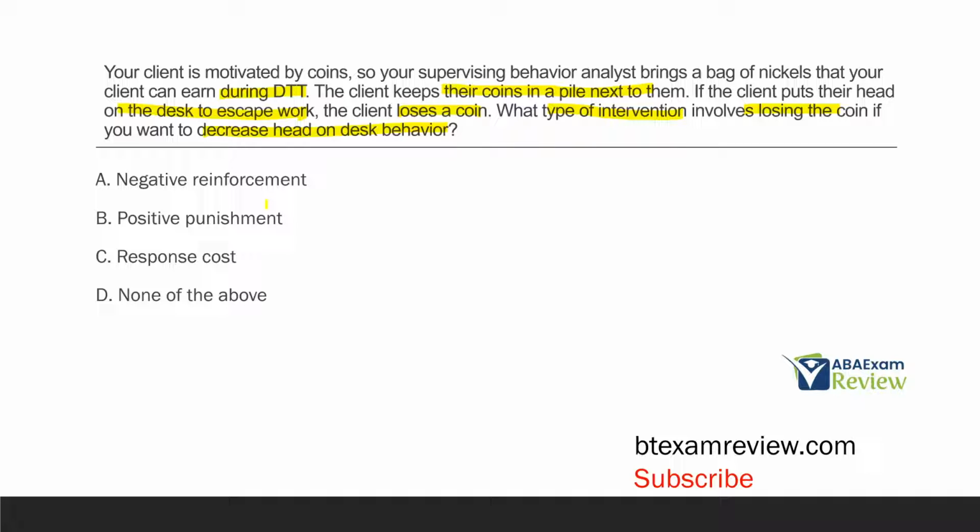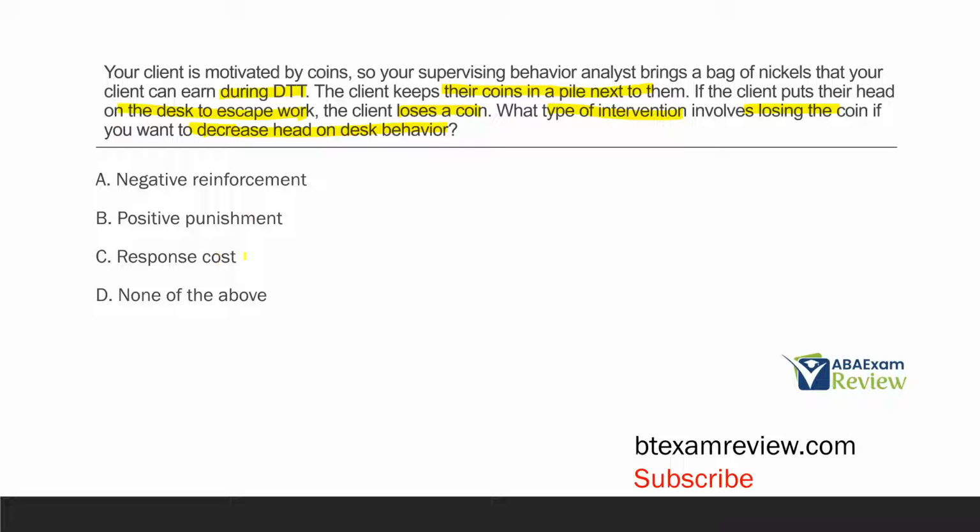What is this called? A, negative reinforcement. It is negative. We're taking something away, but we're not trying to reinforce this, right? We're not trying to reinforce the behavior. We want to decrease the behavior. And since we're trying to decrease it and we don't know what future behavior is doing, we're trying to punish that behavior. So A is out. What about B, positive punishment? Well, it is punishment, or we're trying to use a punishment intervention, but it isn't positive. Why? Well, the consequence is taking the coin away. We're removing the coin. And when you remove something, negative.